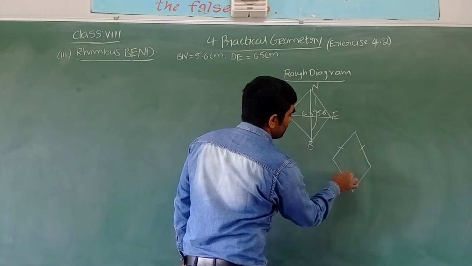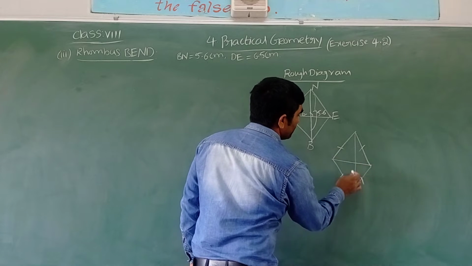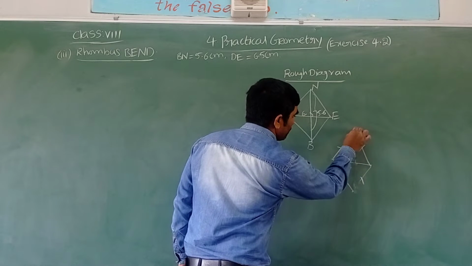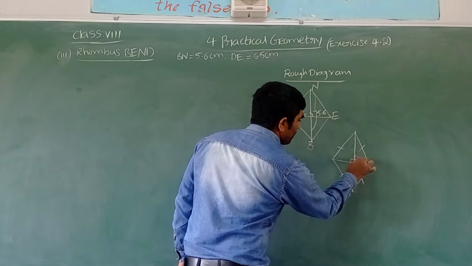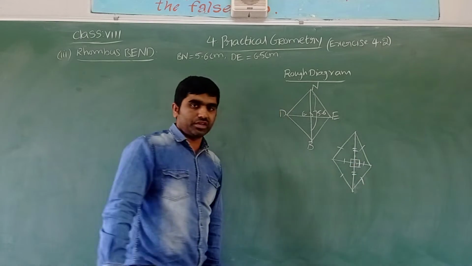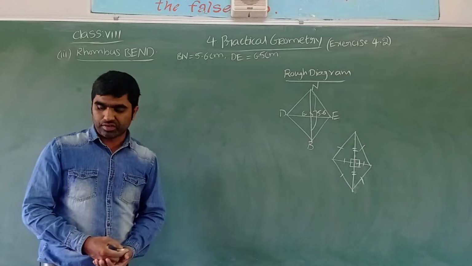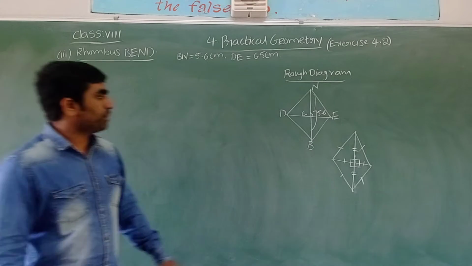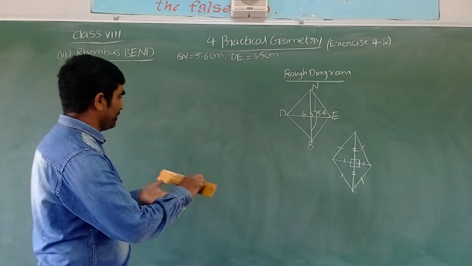In a rhombus, all the sides are equal. But when you draw the diagonals, the diagonals perpendicularly bisect each other. With the help of this, we will draw the main figure. So first, with the help of a ruler, you can draw a line segment DE of length 6.5 centimeters.